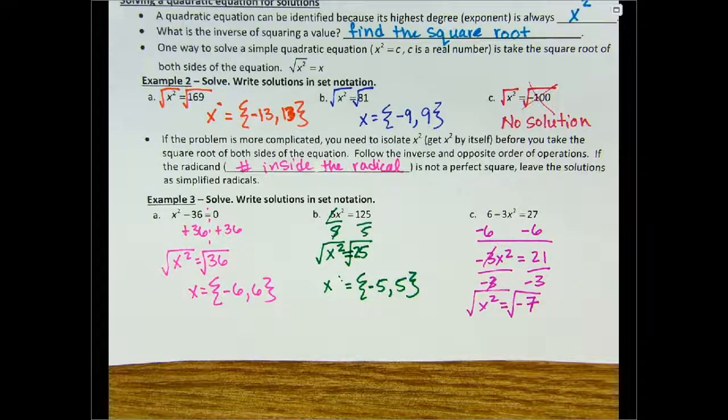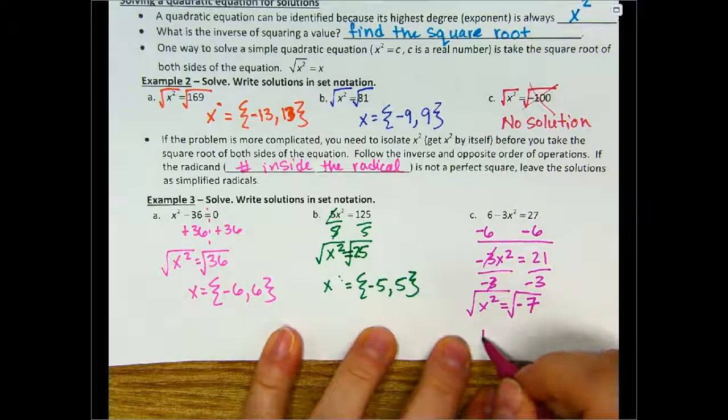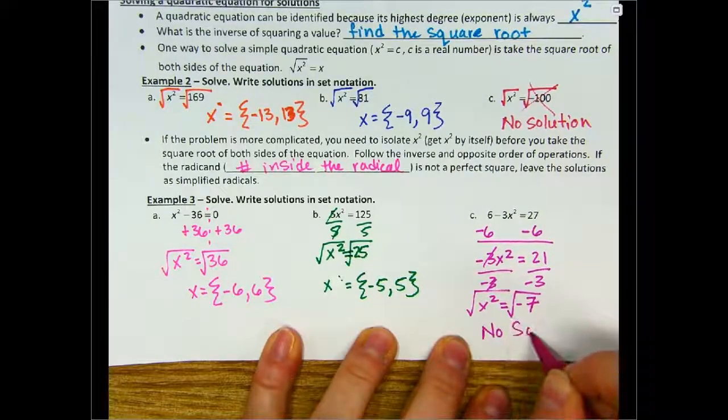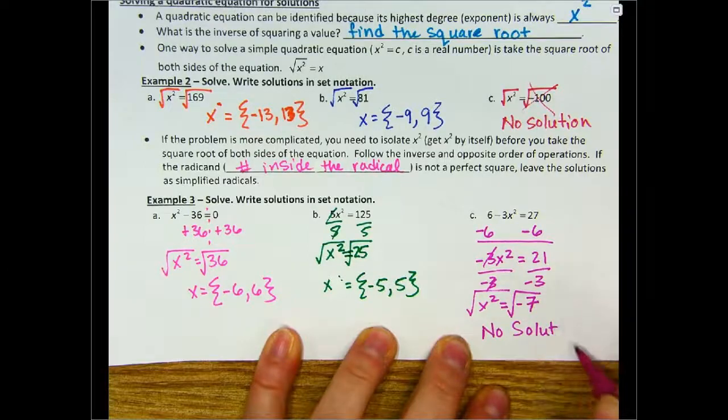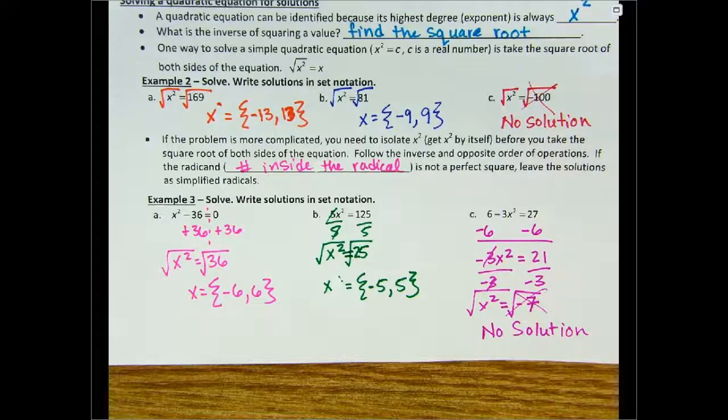All right, welcome back. I hope you figured it out. It's actually no solution, because we can't take the square root of a negative number. So this one actually has no solution. So watch out for those. They're not always the last one, by the way. That just is a coincidence.